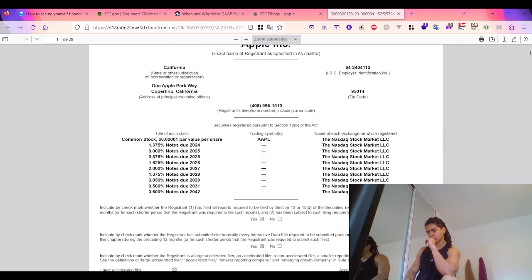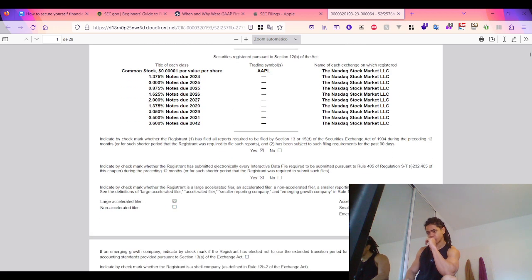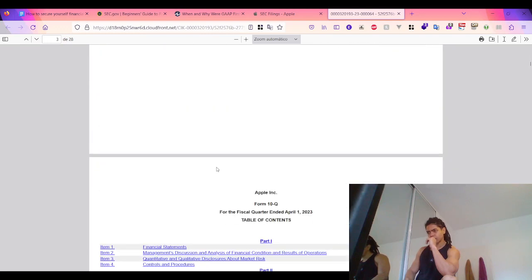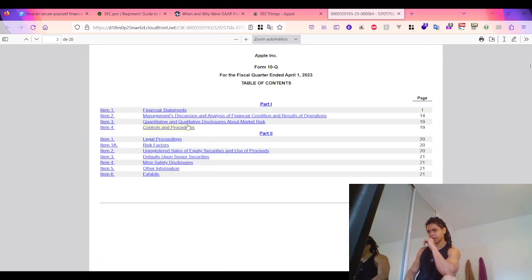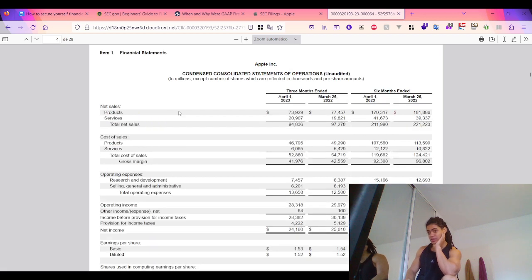Common stock, par value per share. Name of exchange on which registered. Notes due 2024. But this doesn't show the financial statements. Financial statements, management discussion and analysis of financial conditions and results of operations. Okay, so let me take a look at the financial statements here.